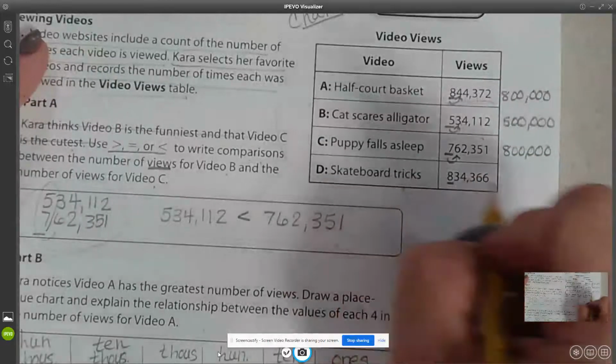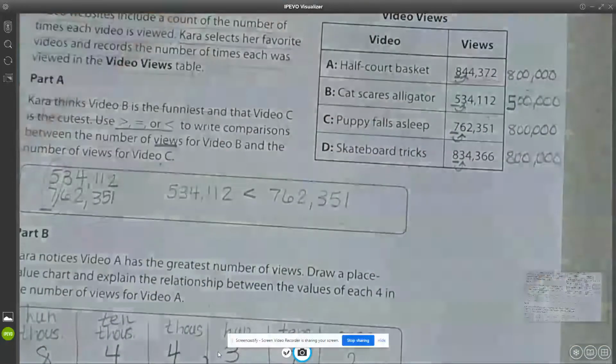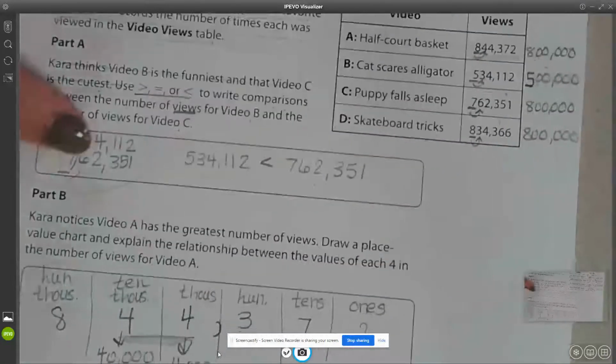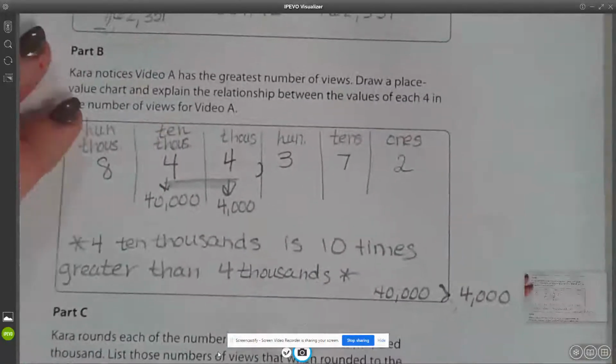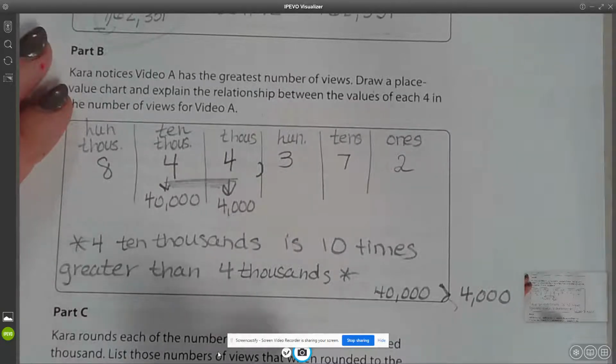And then on D, I'm going to look here, and that 0, 1, 2, or 3 tells me to go down. This is blending together, so let me make that more clear. It's 500,000. So it says list those numbers of views that when rounded to the nearest 100,000 have the same result. So videos A, C, and D all round to 800,000.